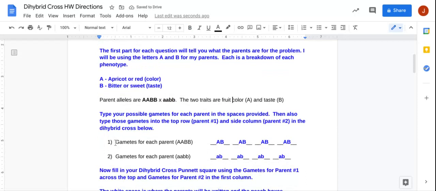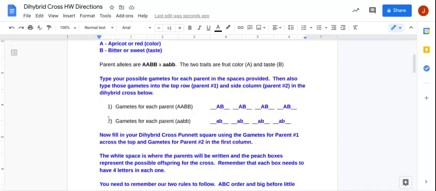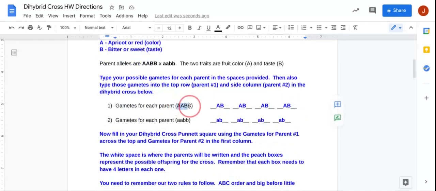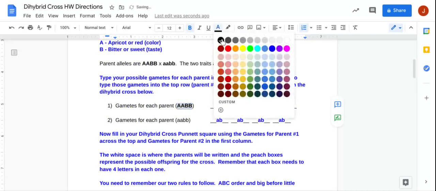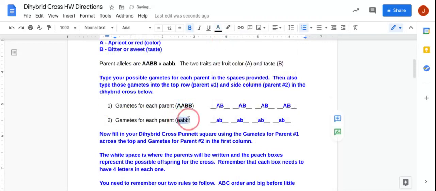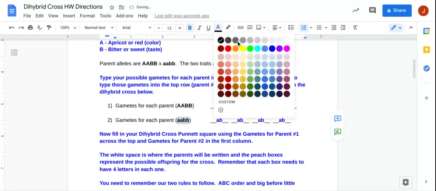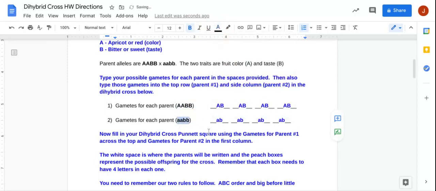Next, we're going to type your possible gametes for each parent in the spaces provided. And also type those gametes into the top row and side column in the dihybrid cross, which is the table. So gametes for each parent. So here's my first one. We're going to use the FOIL method, which was a homework assignment that was due yesterday, I believe. Remember, FOIL is first, outside, inside, last.